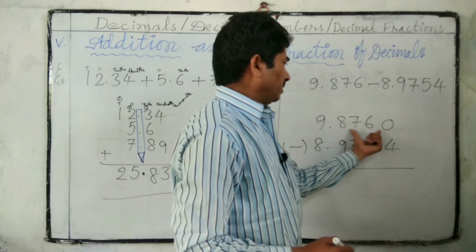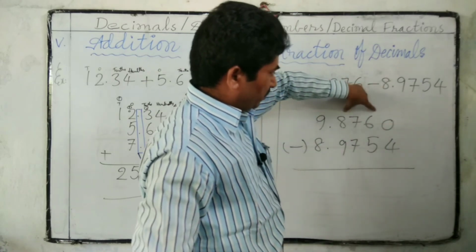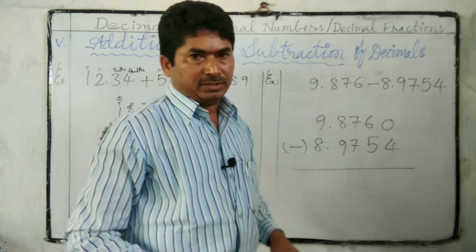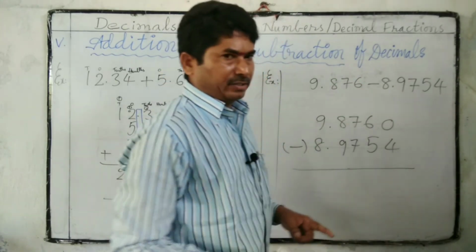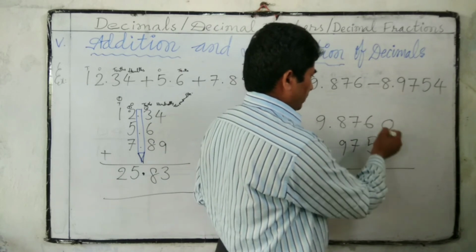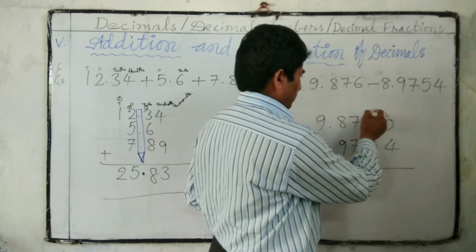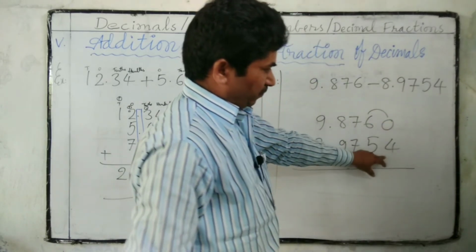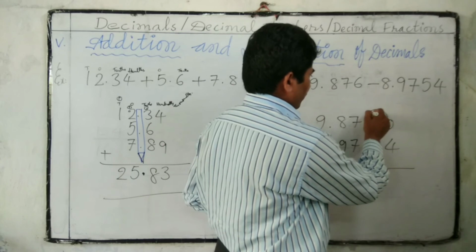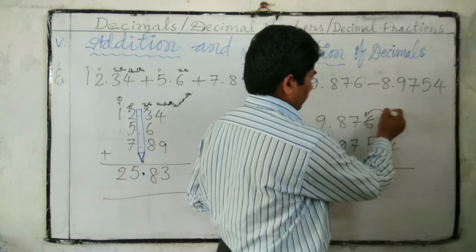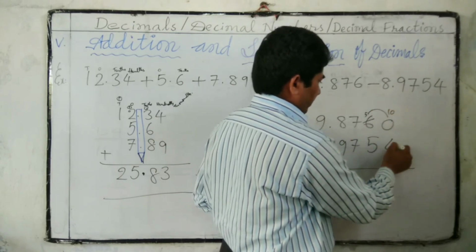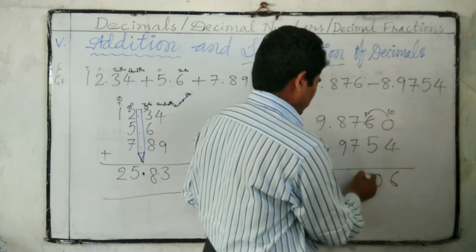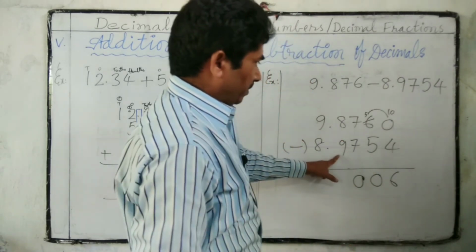In this decimal part we have four places. In this also 4 places. That's why these are like decimals. Now we have to subtract as usual. 0 minus 4 not possible. That's why borrow 1 from here. Here 5. 10 will come. 10 minus 4 is 6. 5 minus 5 is 0. 7 minus 7 is 0. 8 minus 9 not possible.